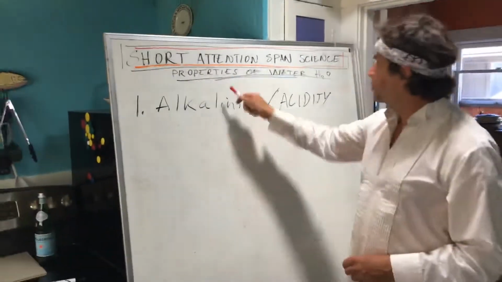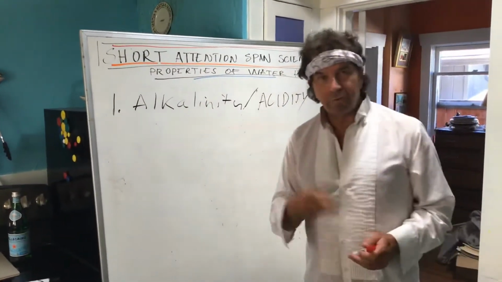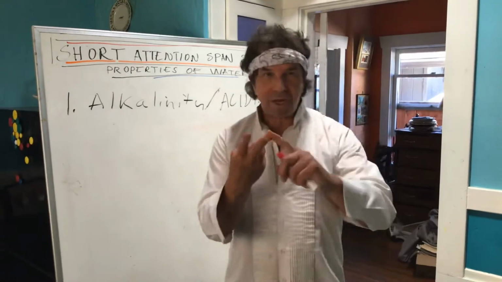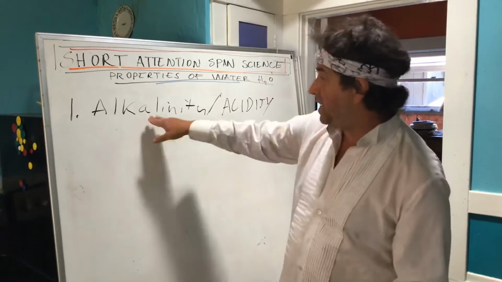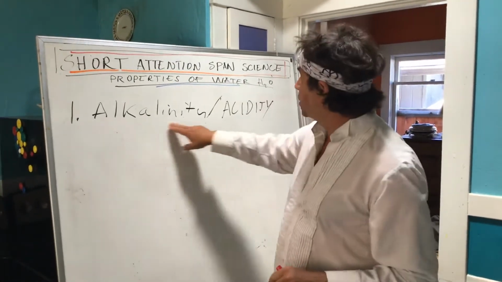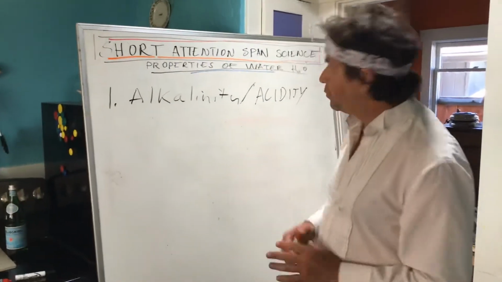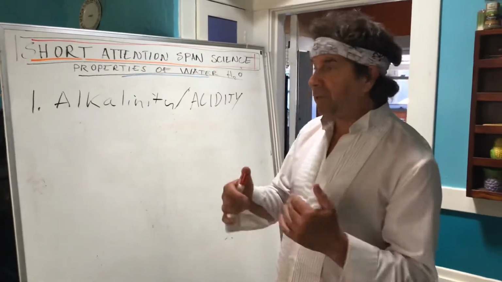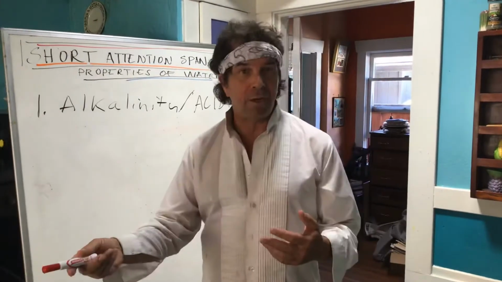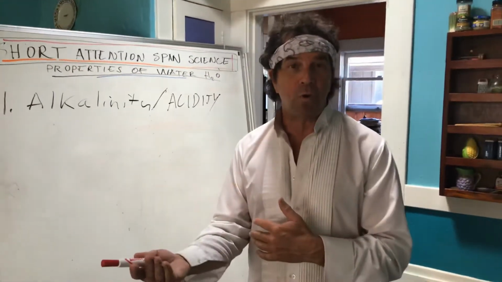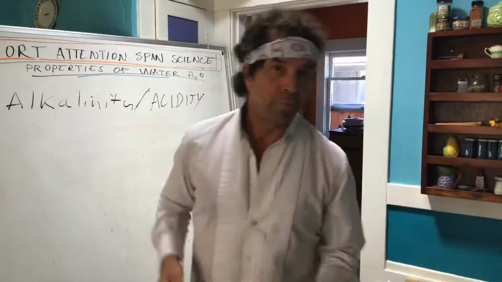All right, properties of water. We're covering the three values of alkalinity, antioxidant, and microclustering. Today, we are going to do alkalinity and acidity, two very important concepts in water. What I'm going to do is make some alkaline water and some acidic water for you at the very same time through the magic of science.